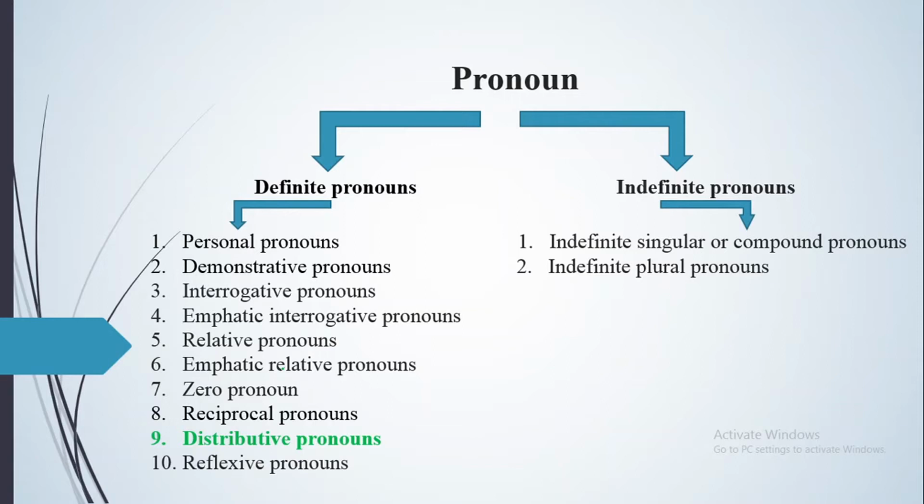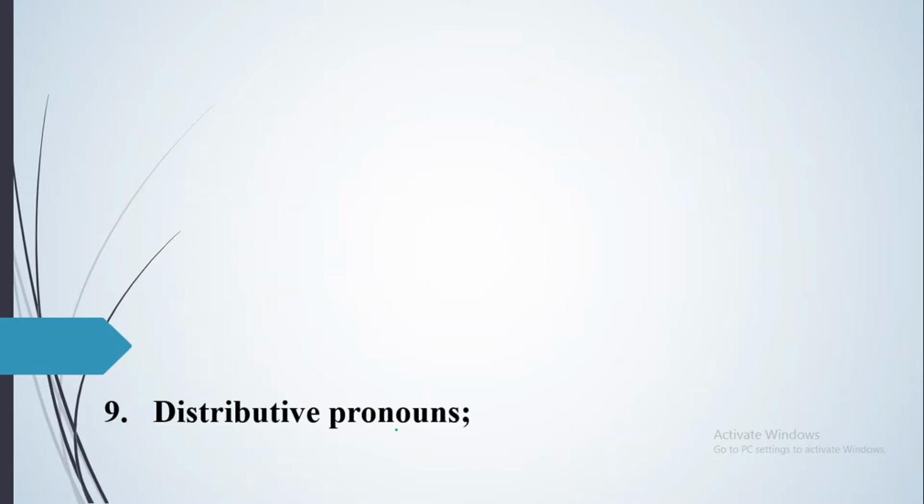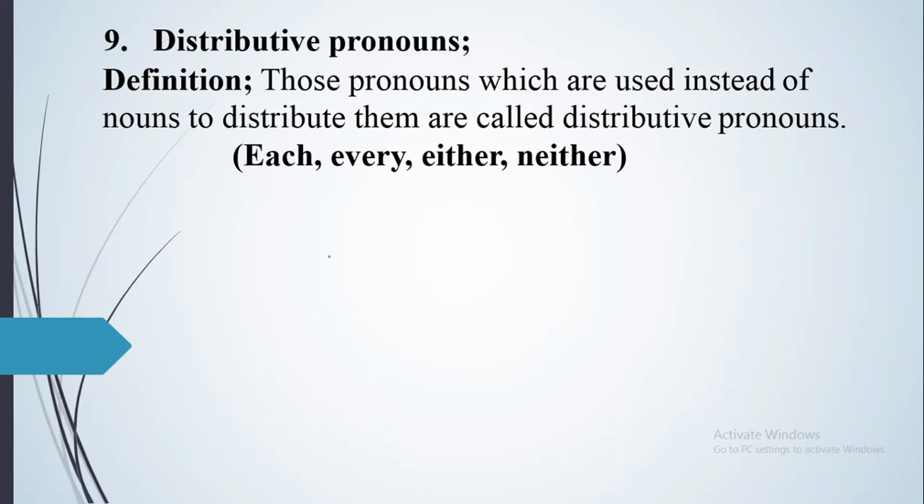Today we have got the ninth kind of definite pronouns, that is known as the distributive pronouns. What are distributive pronouns? Let's discuss them. Distributive pronouns are those pronouns which are used instead of nouns. And keep in your mind, every pronoun is used instead of a noun or in place of a noun. And this is used in place of a noun to distribute them, to divide them, because the word distributive is taken from the word distribute, which means to divide. So those pronouns which are used instead of nouns to distribute them are called distributive pronouns.